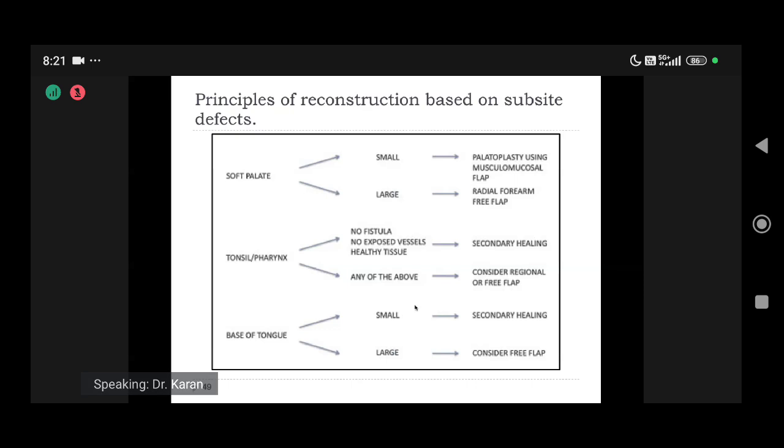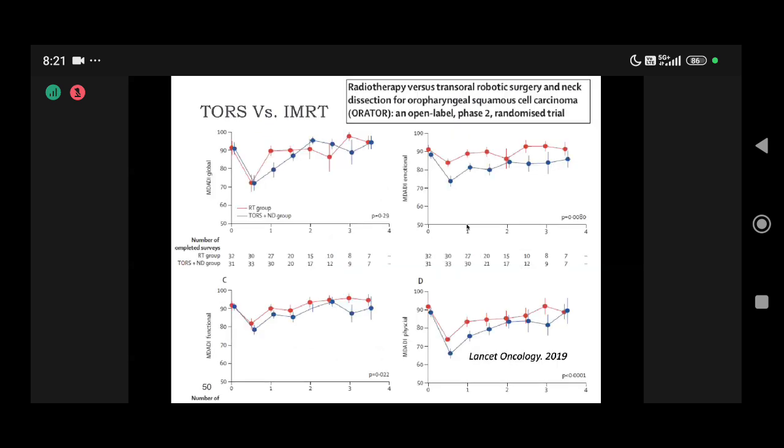And just a brief principle: for soft palate, you can do local flaps. For smaller resections, you might do a radial forearm flap. For a larger dissection, it's all common sense, the larger the defect, the more tissue you need, so you might need a regional flap or a free flap for the defects.